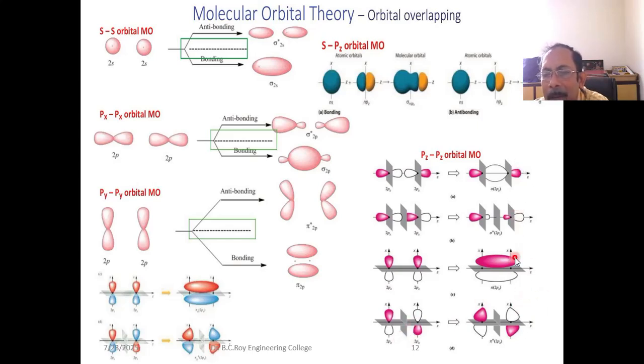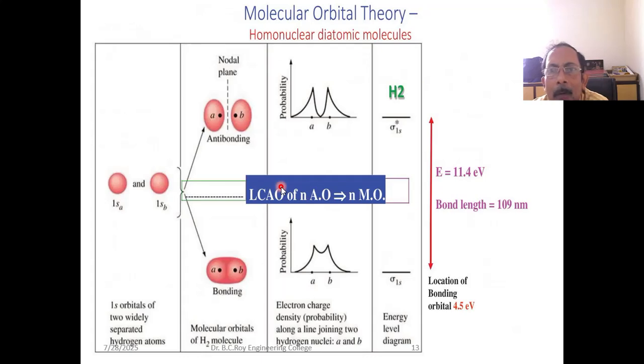So sigma, sigma star, pi, pi star in one PPT. The same thing we can observe on the left hand side also. The diagram or drawing is a bit different, but it is representing the same thing, bonding and anti-bonding. Now, homonuclear diatomic molecules, the linear combination of atomic orbitals. Here these two are undergoing bonding and these two are undergoing anti-bonding.